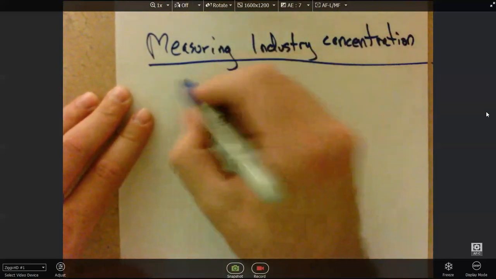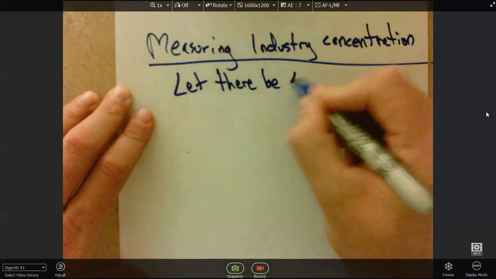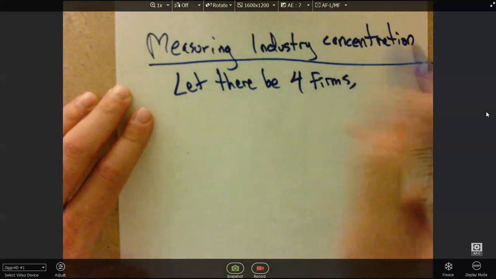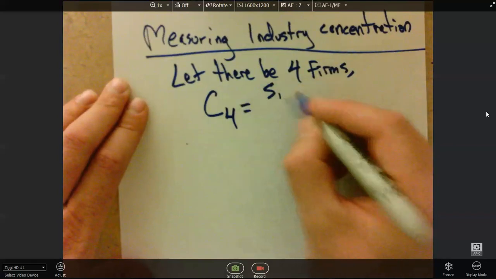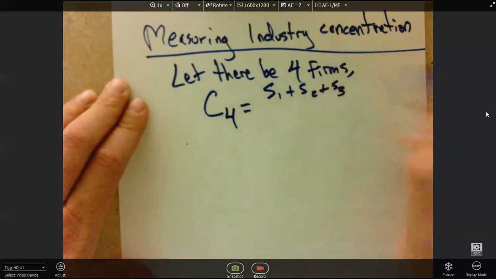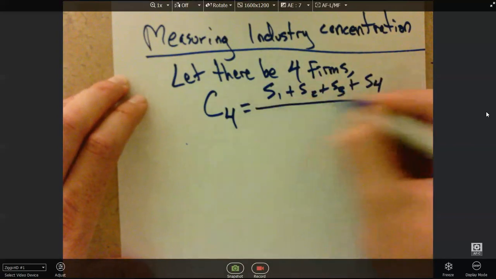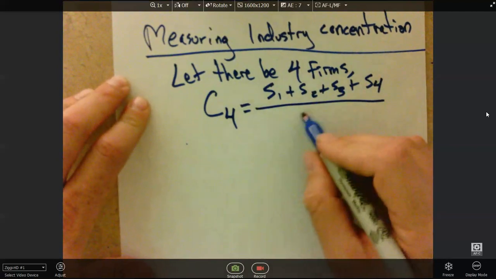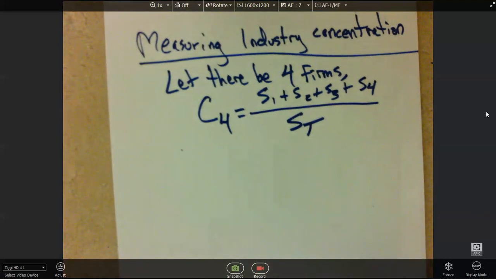So say we have 4 firms. Let there be 4 firms. We can make a 4-firm concentration ratio where it's S1 plus S2 plus S3 plus S4, where it's the sales of each one of those companies all over the sales of the total industry. So we want to see how much of the total industry is dominated by these top.